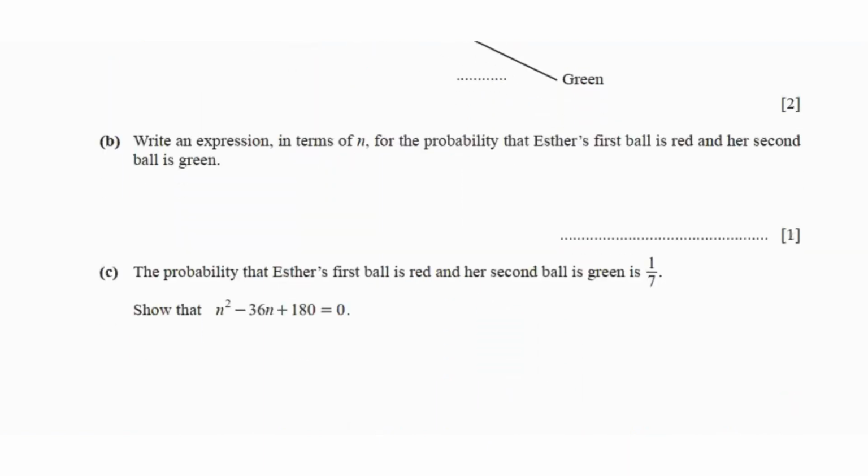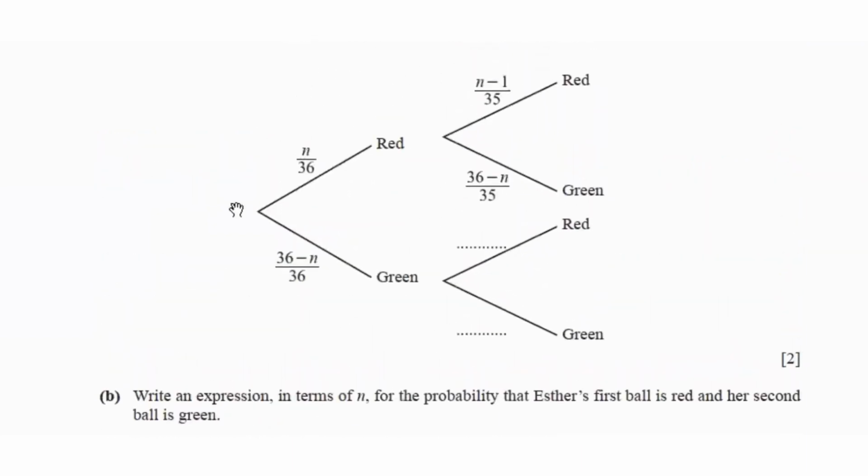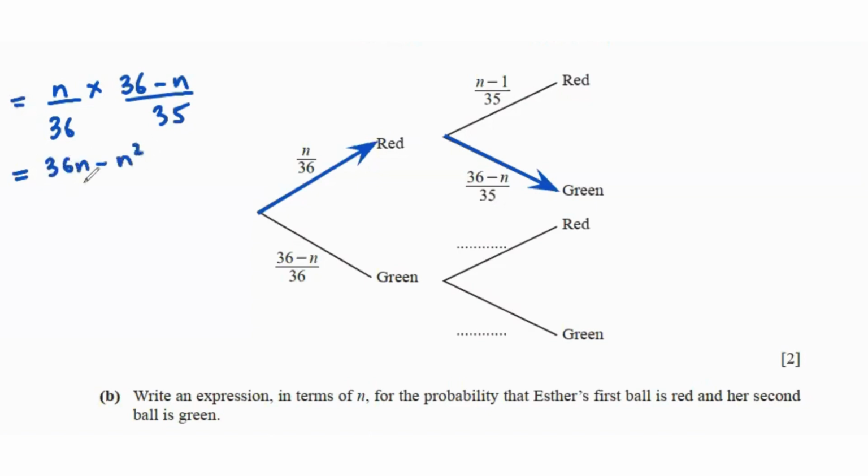Write an expression in terms of n for the probability that Esther's first ball is red and her second ball is green. So if the first ball is red and the second ball is green, we're taking this route, which means we will do n over 36 times 36 minus n over 35, which will basically equal 36n minus n square divided by 1260.